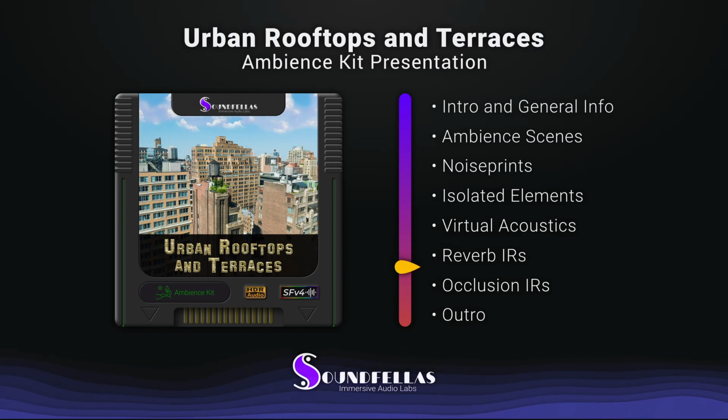The examples are made using a character moving in space. First, let's hear the dry sample. Here's the same sample using the low rooftop impulse response. Now let's use the high rooftop impulse response. As a final example, let's use the rooftop between two taller buildings impulse response.